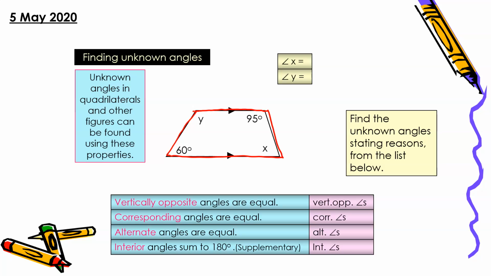So we can use the same rules. Obviously X and 95 make up a co-interior, so they make up 180. So you end up with 85. 85 plus 95 is 180, and 60 and Y must be 120 for it to be 180 as well.